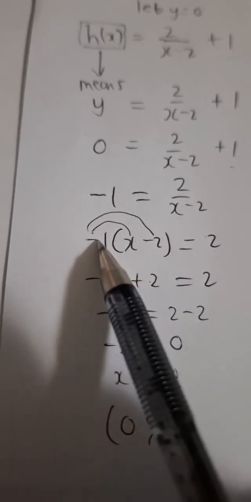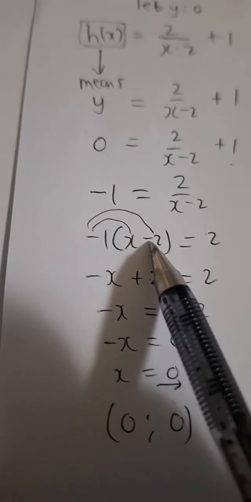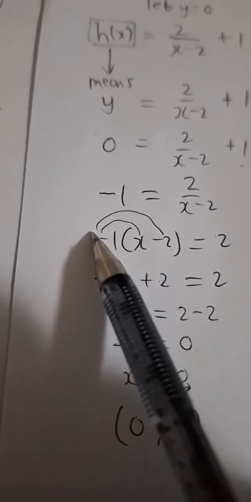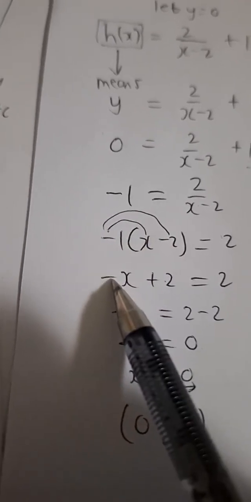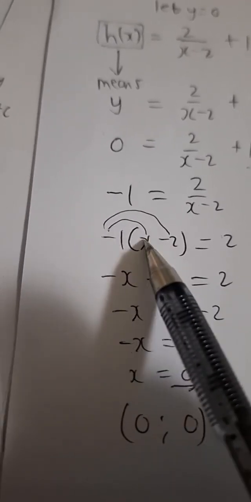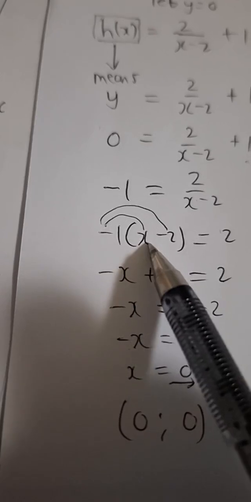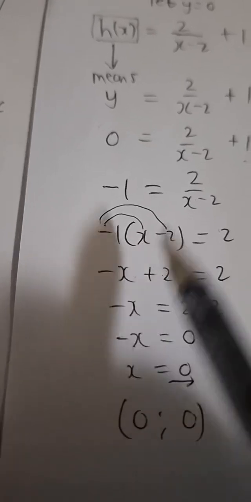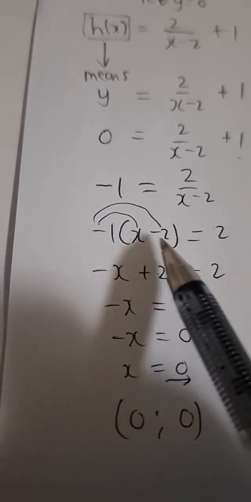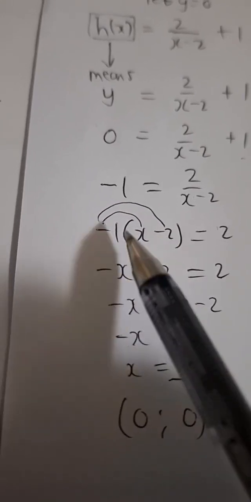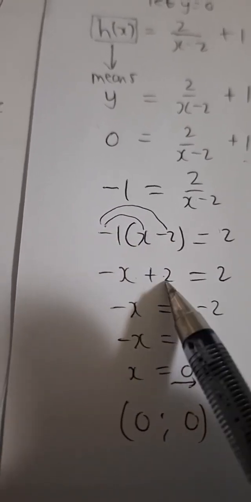We take the negative 1. Since x minus 2 is in brackets, we distribute the negative 1 to the first term, which gives us negative x, because negative times a positive is negative, 1 times x is x. Negative times a negative 2 gives us a positive, 1 times 2 gives us 2.